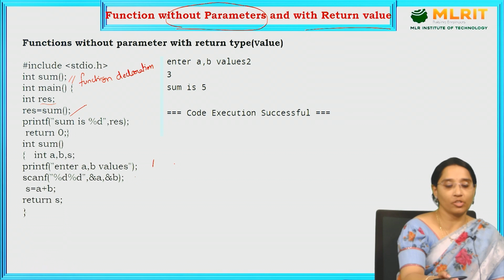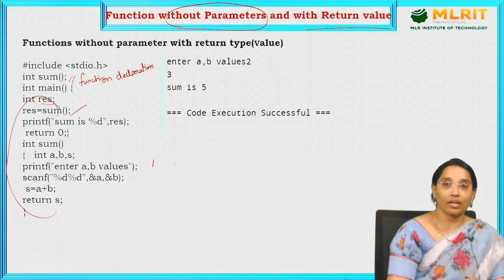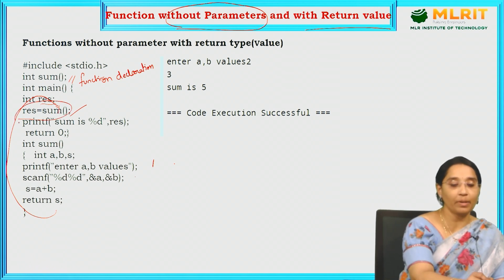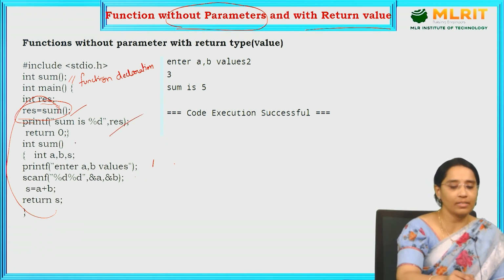After calculating, we are sending data back to the calling function, so the data will be in the calling function and we have to print it. So we need a variable to assign that data to, so we take a variable res and assign the function call to it. Then printf sum is %ld comma res. Then return 0, because we have taken int main.